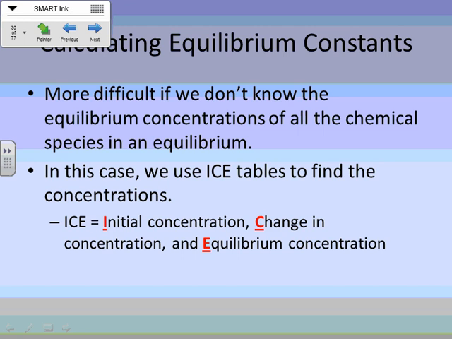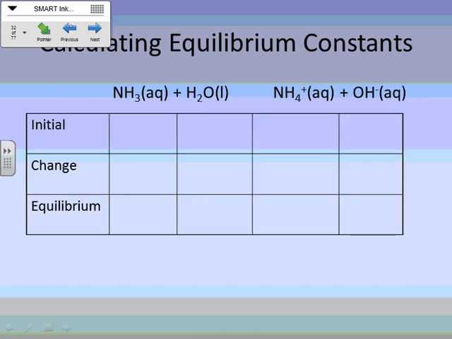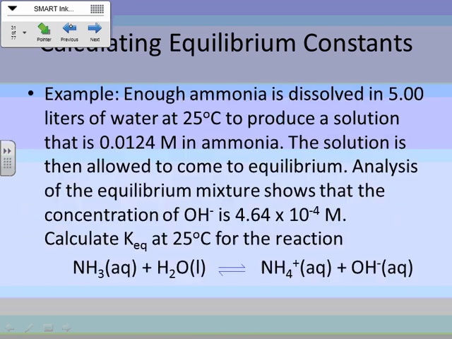So we're going to make a table where we figure out what our initial concentrations of our reactants and products are, and then we're going to figure out what the change in concentration is, and then what our equilibrium concentrations are, okay? So here's an example. I don't have any room on here. Oh, okay, I actually have a nice little chart on that one. Okay, so here's the example.